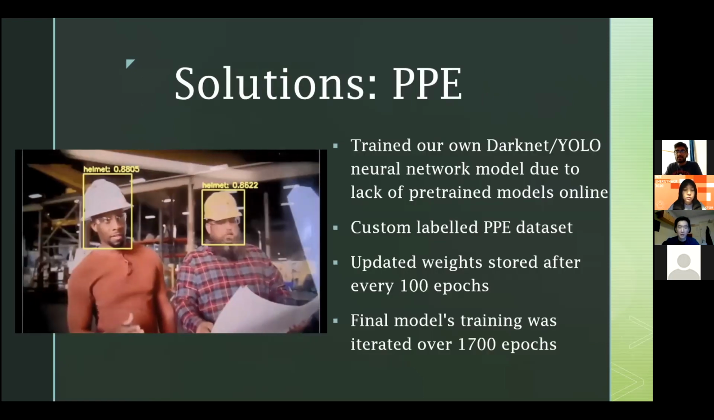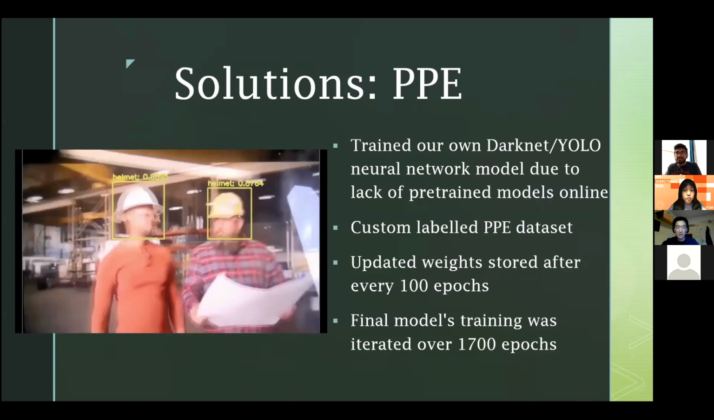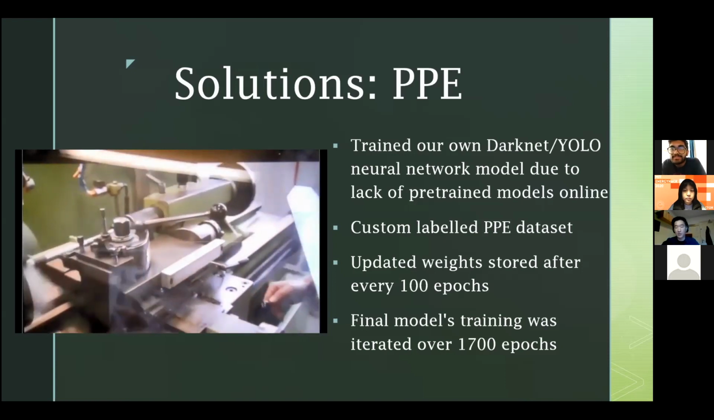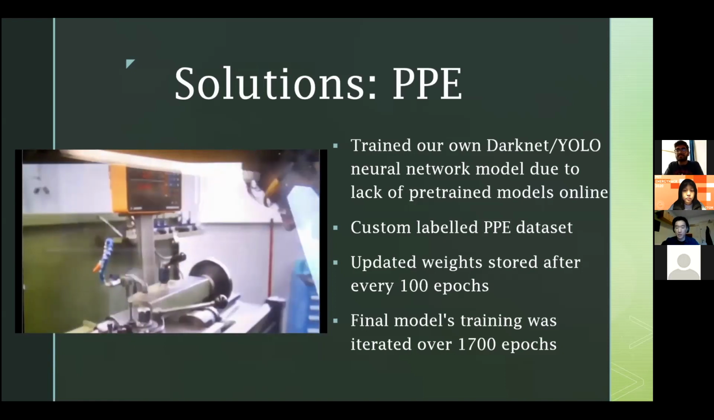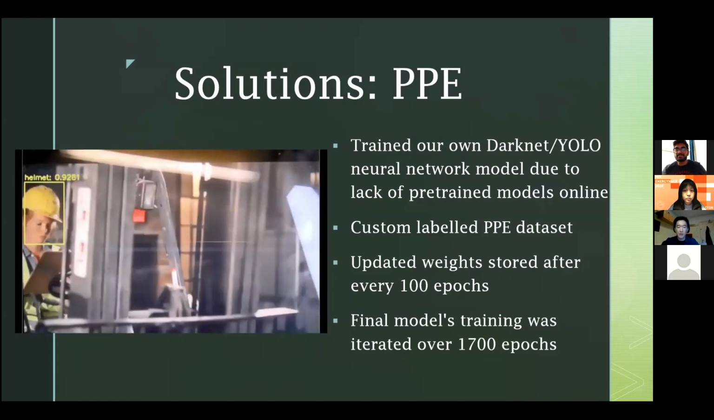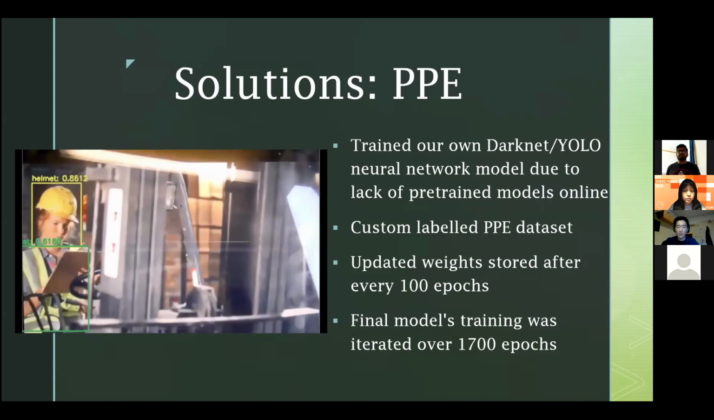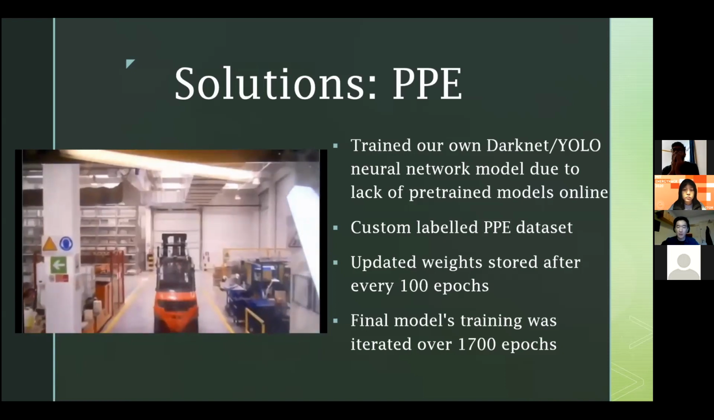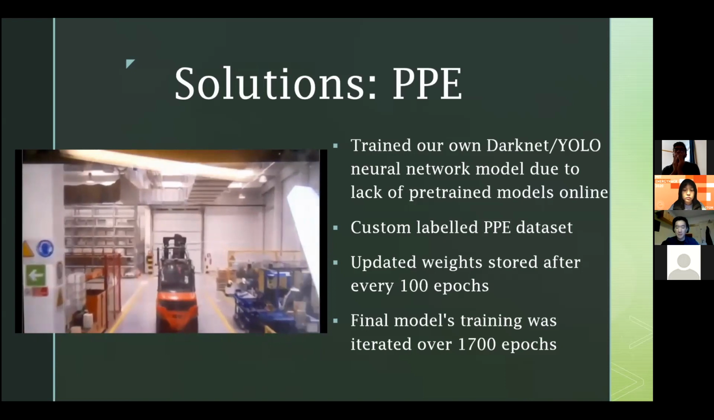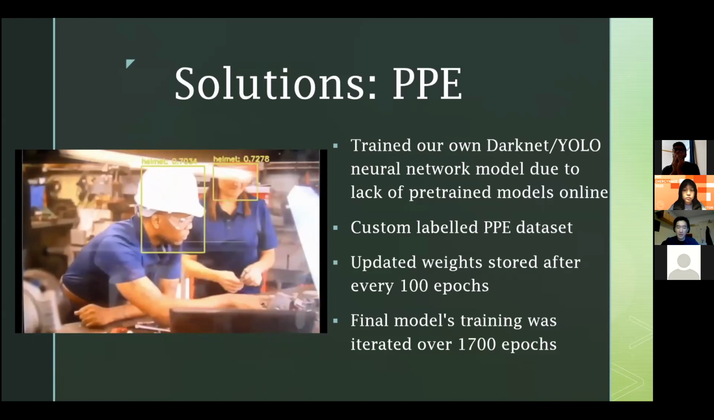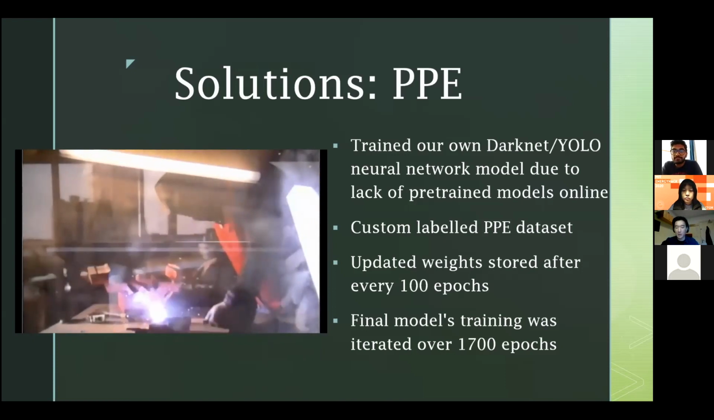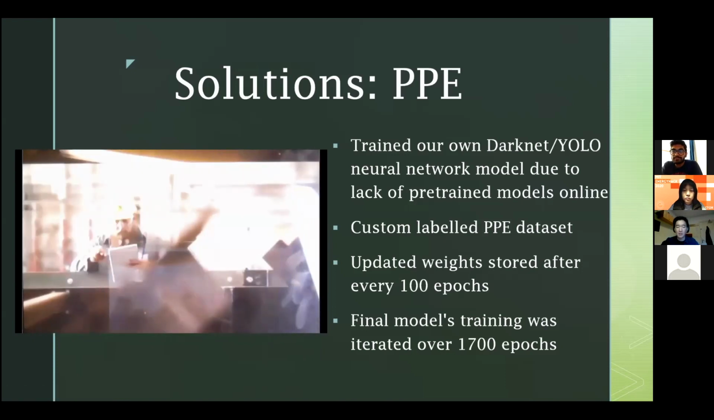Whilst doing research for our personal protective equipment detection software, we were not able to find many sources online that included their training data and their trained weights for the neural networks. So we ended up training our own neural network using darknet YOLO model with a training data set that someone else created online specifically for PPE. This included a folder of images and a folder of annotations and text files, giving the type and coordinates of the objects to be detected in the images.